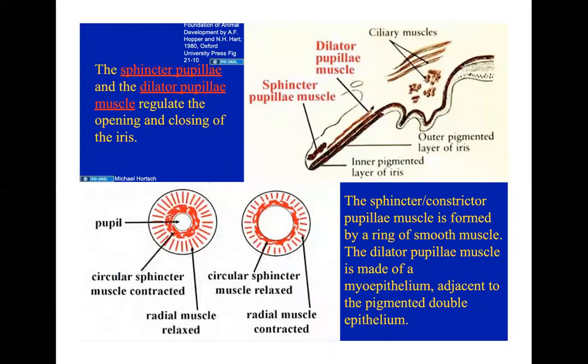iris. Now, the iris also contains your sphincter pupillae and your dilator pupillae that regulate the opening and the closing of the iris. This is your pupil here. This is your circular, the sphincter pupillae. And this one here is your radial muscles. Okay, so the sphincter and dilator pupillae cause the constriction and the dilation of the pupils.